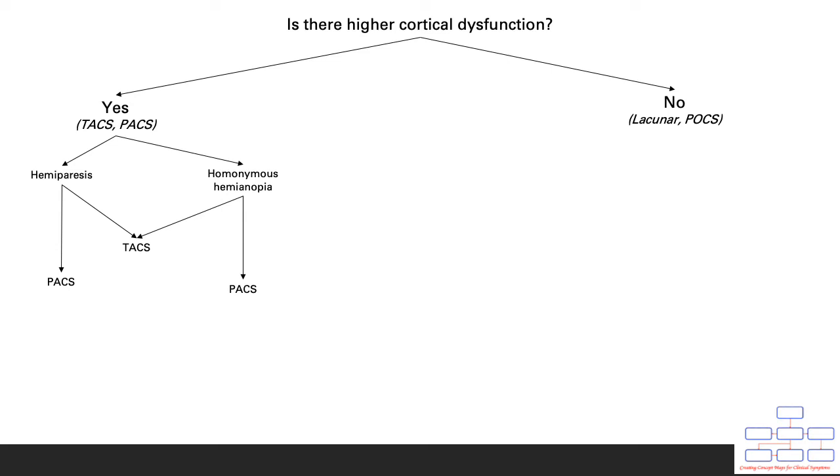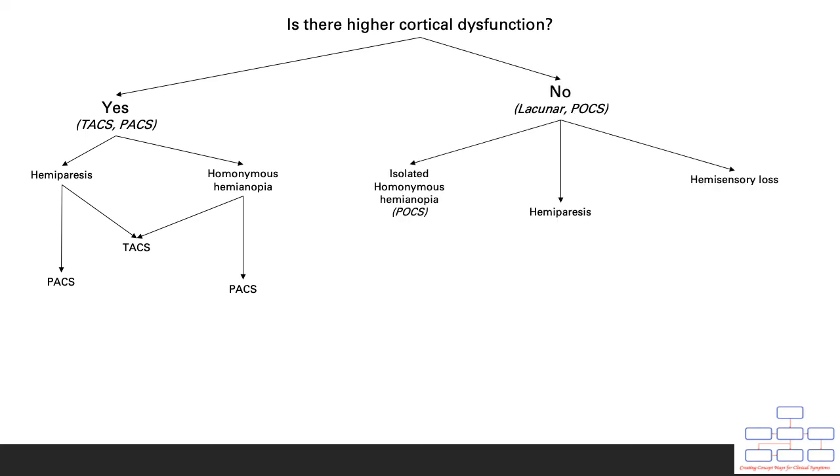Then, with higher cortical deficits present, you can ascertain whether the other 2 criteria are present as well. Is there hemiparesis and homonymous hemianopia? So presence of all 3 signs would point towards a total anterior circulation infarct, whereas presence of only 2 signs will point towards a partial anterior circulation infarct. And sometimes you may only see an isolated cortical deficit as the only sign in a partial anterior circulation stroke.